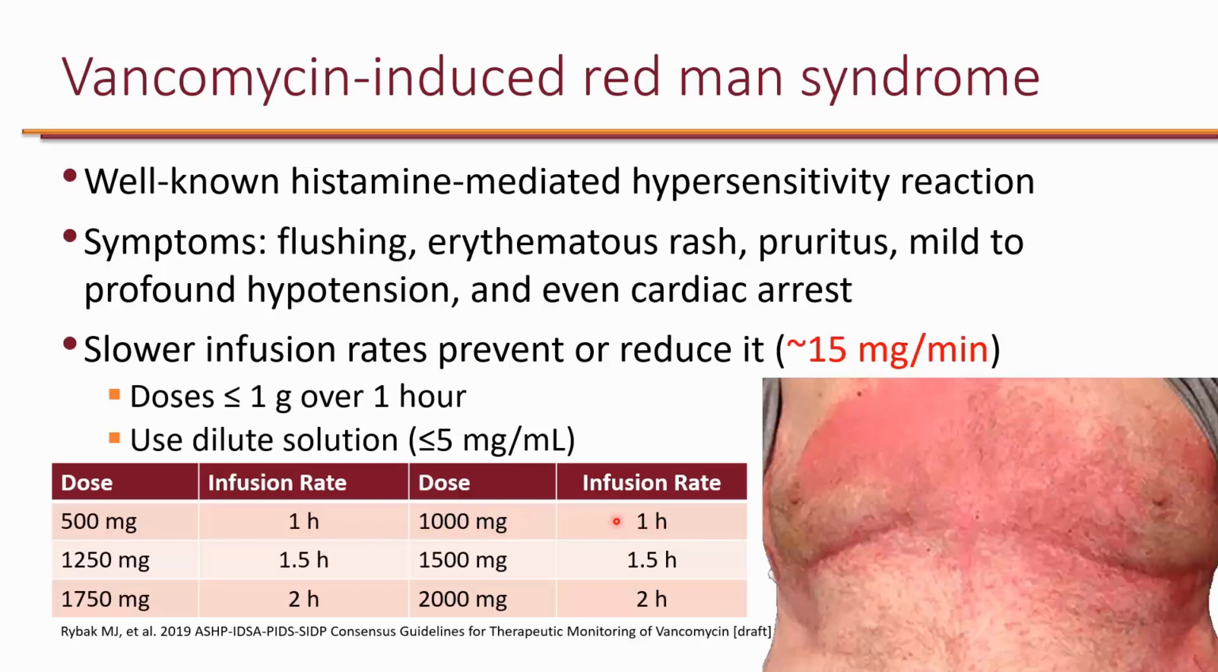If they start to have a reaction, what we can do is increase the infusion time to 90 minutes and potentially 2 hours. And then 1250 milligram is recommended to be infused over 90 minutes. The same with 1500 milligram. So again, 1250 over 1.5 hours translates into 13.8 milligram per minute, and 1500 milligram over 1.5 hours is about 16.6 milligram per minute. 1750 milligram is recommended to be infused over 2 hours, which is about 14.6 milligram per minute. And 2 grams are recommended to be infused over 2 hours, which is about 16.6 milligram per minute.